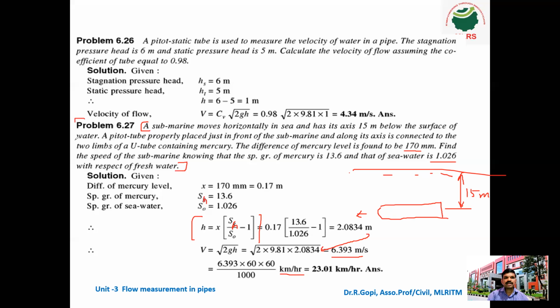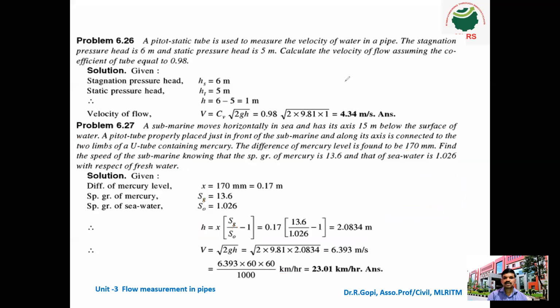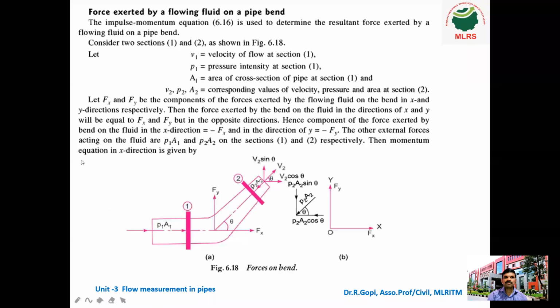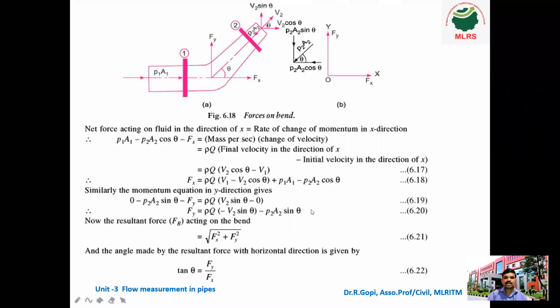This problem is a very important problem in the Pitot tube, please remember. In this problem they gave the difference in the mercury level, so substitute in the h formula: h is equal to x into (S_H divided by S_0 minus 1). Then after finding the actual velocity, convert it into kilometer per hour by multiplying by 60 into 60 divided by 1000. So these are the problems in the Pitot tube.